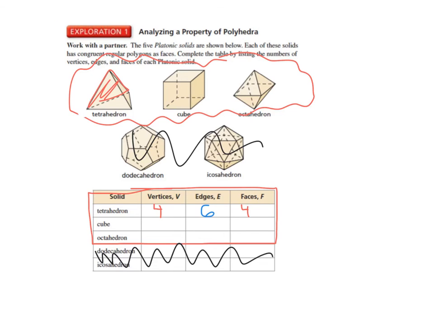So if you can pause the video and see if you can fill out the cube and the octahedron for a second. I'll put up the answer in a second. So you should be getting 8, 12, and 6, 6, 12, and 8. Then what we're going to try to come up with is called Euler's formula. So we're looking to see, is there some kind of pattern between the vertices, edges, and faces?